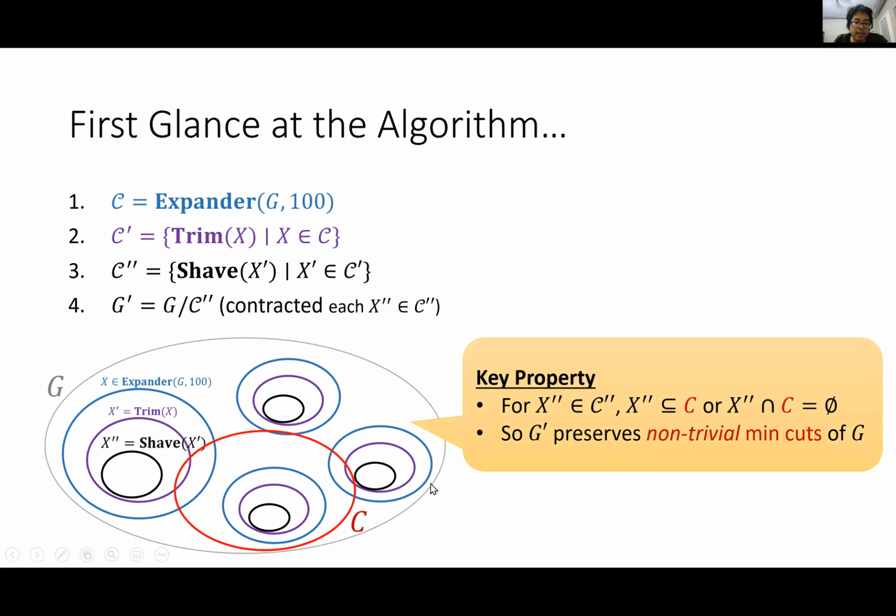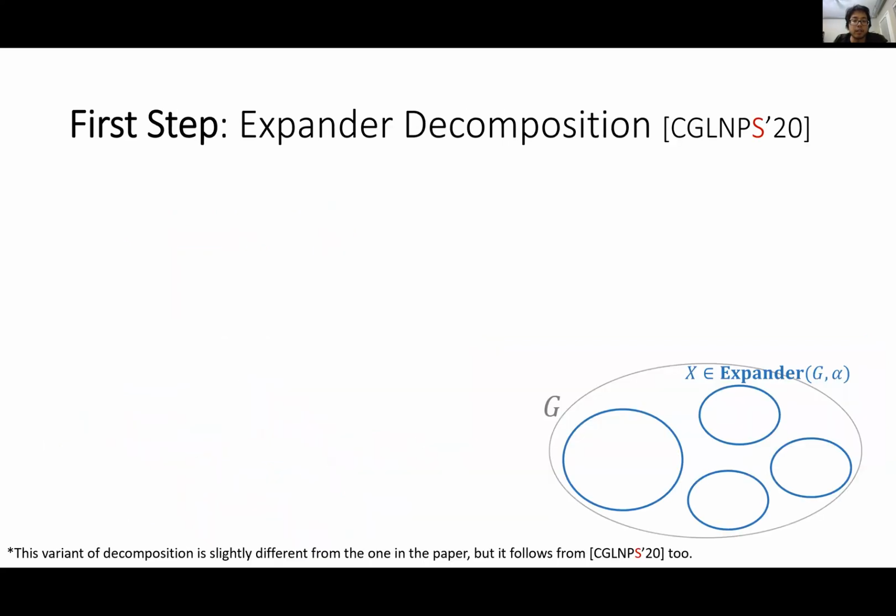And we will show that each of the black subsets will either be contained completely in the min cut or be disjoint from the min cut. So that's why by contracting a black set, it doesn't really destroy any min cut. So G prime will preserve a min cut. So that is the overview of the algorithm. Now let me explain the details.